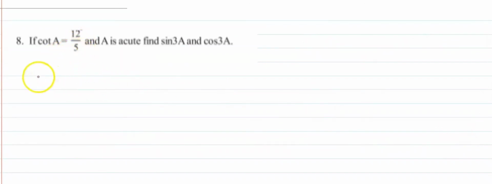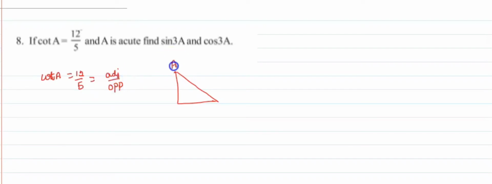Cot A is equal to 12 by 5, he has given. Now he is asking you to write down the value of sin 3A and cos 3A. So use the right angle triangle to find out what is sin A and cos A. According to the formula, cot A is adjacent by opposite. So this is my right angle triangle. If this is my opposite side, then definitely this will be my adjacent, and opposite the 90 degree is my hypotenuse. Using the Pythagorean triplet, this is 5, this is 12, and definitely this is 13.